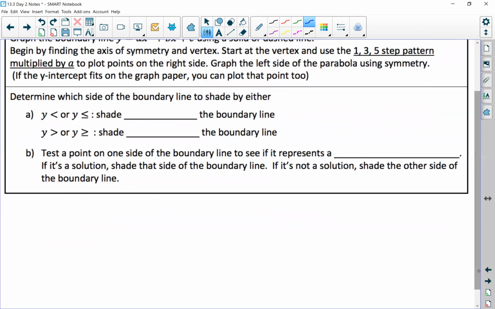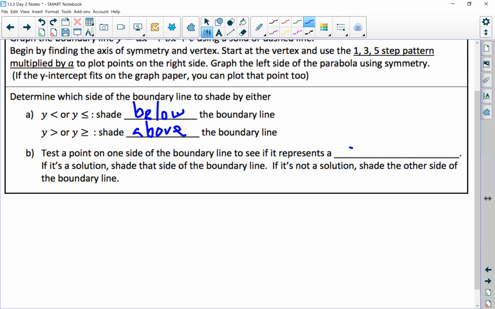Then we determine which side of the boundary to shade. How many of you use that first method? If it's less than or equal to, you shade below. If it's greater than or equal to, you shade above. How many of you use the second method? You test the point. Yeah, it's just like last hour.